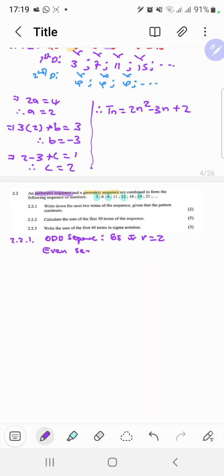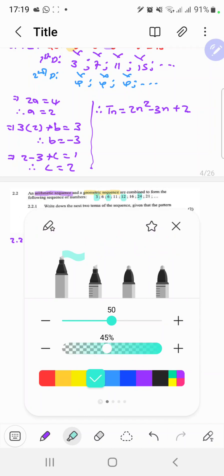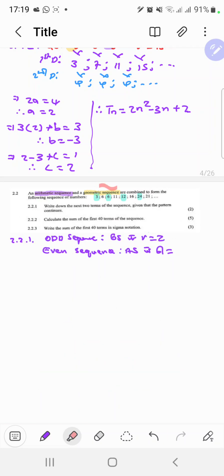The even sequence is an AS, because they said already that it's a GS and AS. So sometimes you can just work fast with D equal to, you look here, let's look at that sequence and be sure that we understand it. So this, that, that, and that.